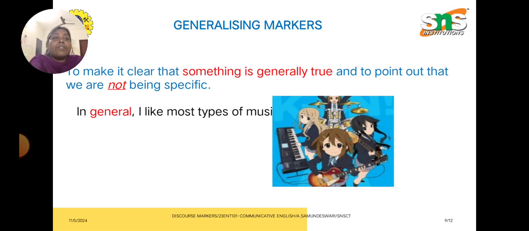And next we have generalizing markers, to make it clear that something is generally true and to point out that we are not being specific. In general, I like most types of music. Here I don't want to particularly talk about any one thing.